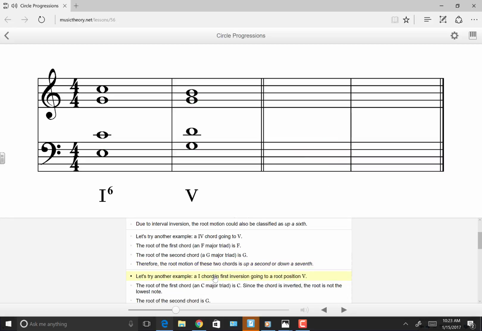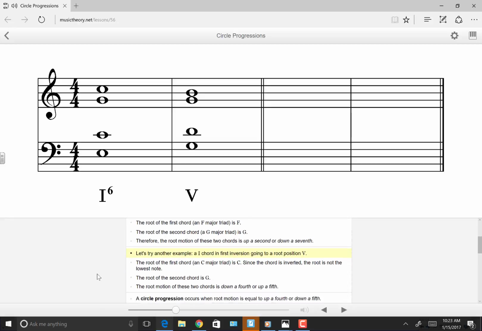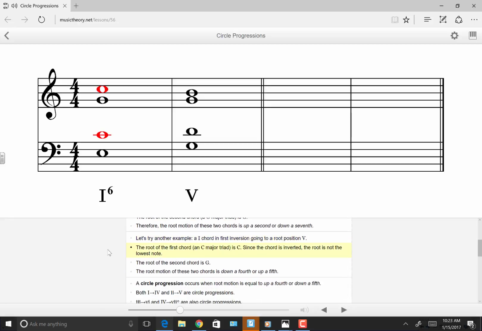Let's do a 1 chord in first inversion. So we have a 1-6 major, so the soprano is doubled, going to a root position 5 chord. So the root of the 1st chord is C. Since the chord is inverted, the root is not the lowest note. The root of the 2nd chord is G. So the root motion of these two chords is down a 4th or up a 5th.